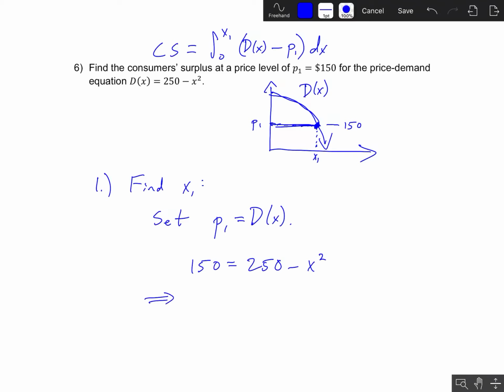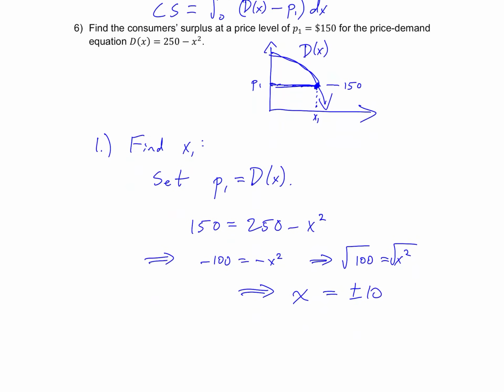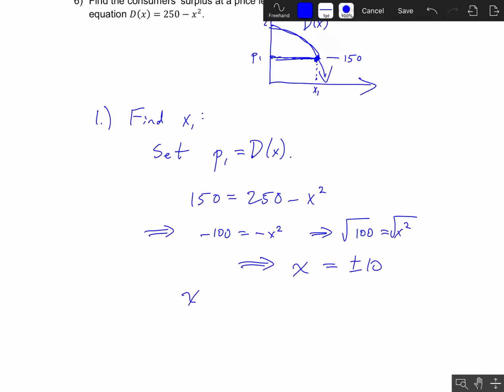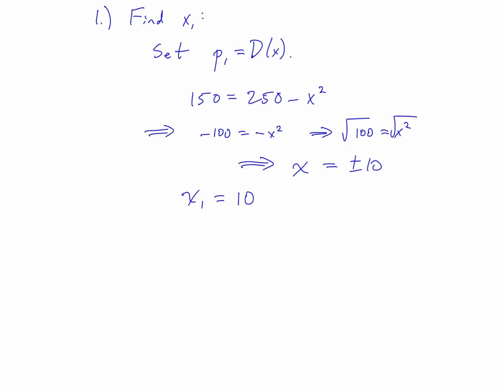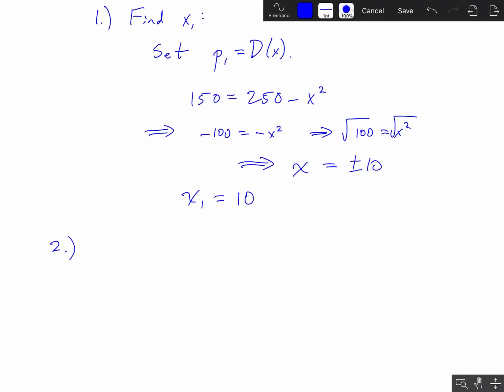Now, if I subtract 250 from both sides, I get negative 100 is equal to negative x squared. Then multiplying both sides by minus 1, I get 100 is equal to x squared. Taking the square root on both sides, x is equal to plus or minus 10. Remember, in this case we're interpreting x as being a total demand, so having negative 10 as our demand doesn't make any sense. That means x1 in this example has to be positive 10. So we've found positive 10 to be our x1 value, the equilibrium quantity.